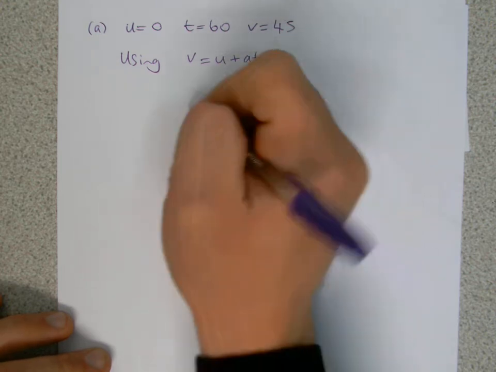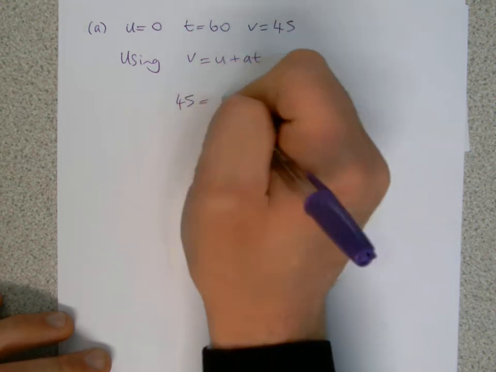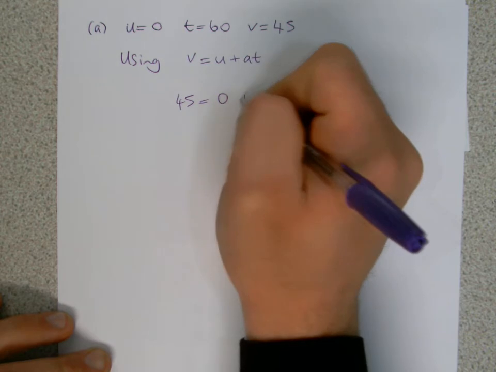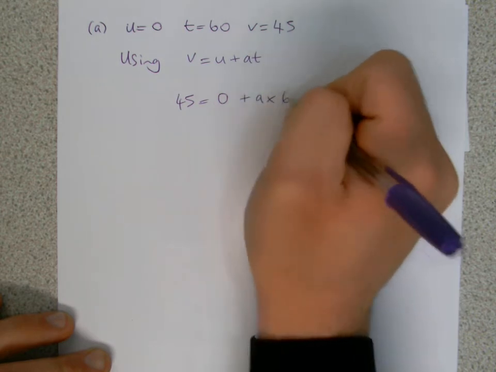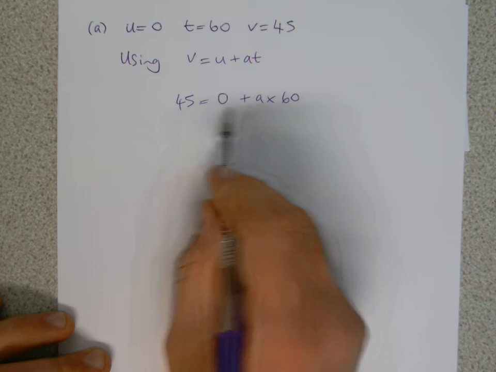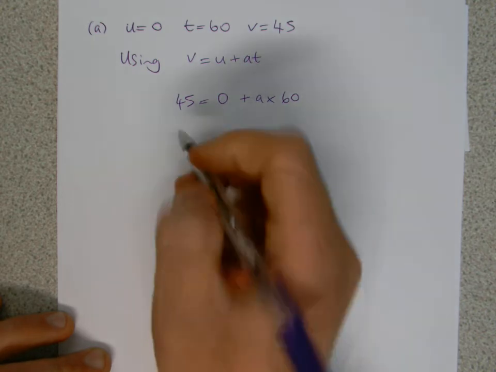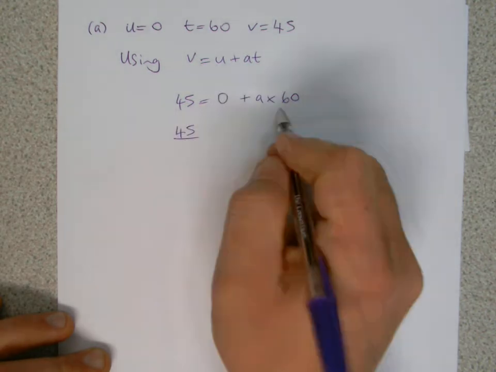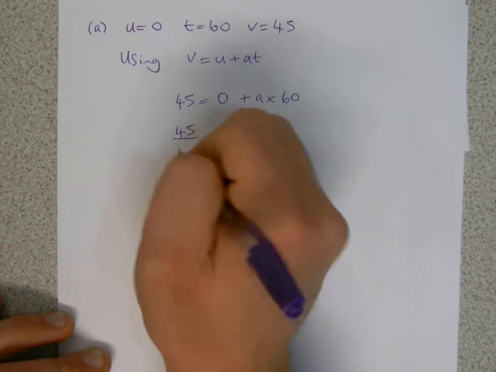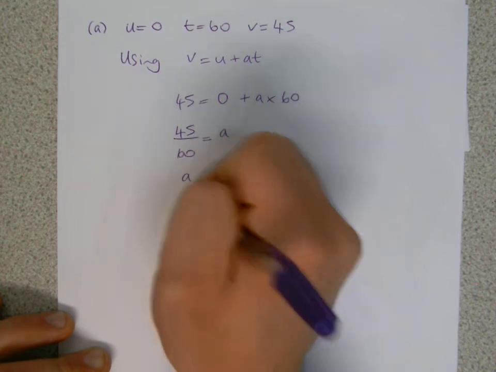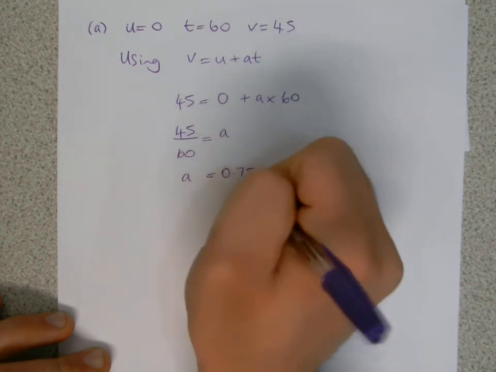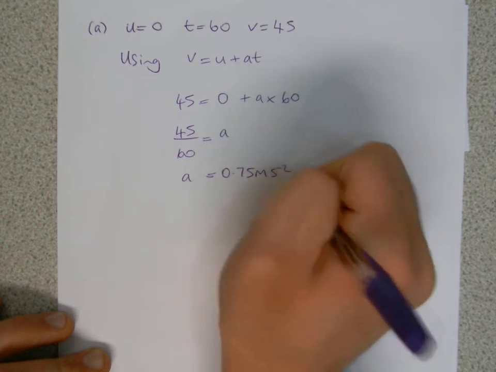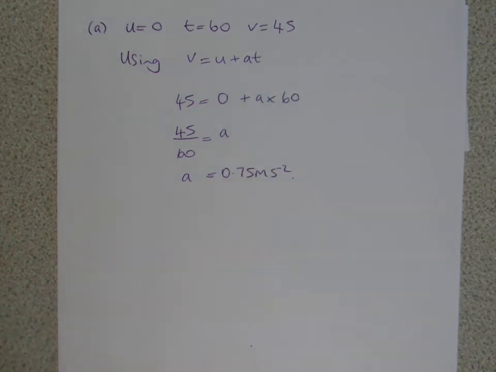So we put the numbers in: 45 for v, initial velocity was 0, plus a times our time, which is 60. So we've got that equation set up, that's 0, so it disappears. Then to get a, you take the 60 over and divide. So a will be 0.75 meters per second squared. 3/4 was 0.75, put as a decimal. So that's the acceleration of the train.